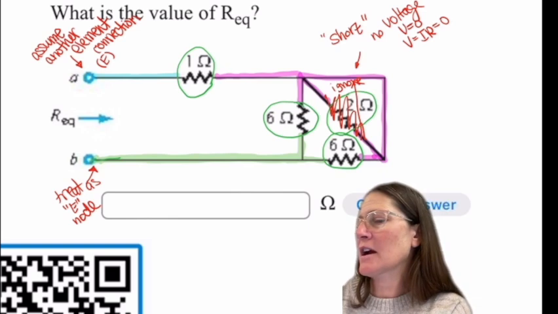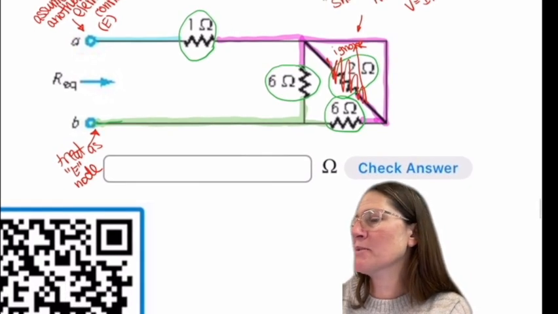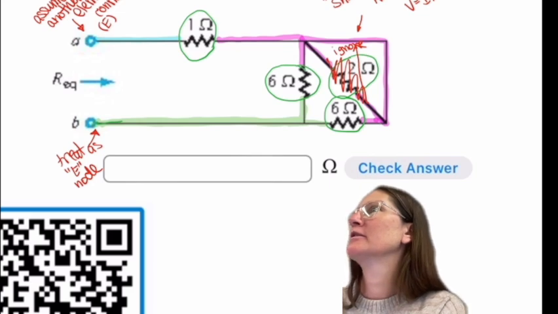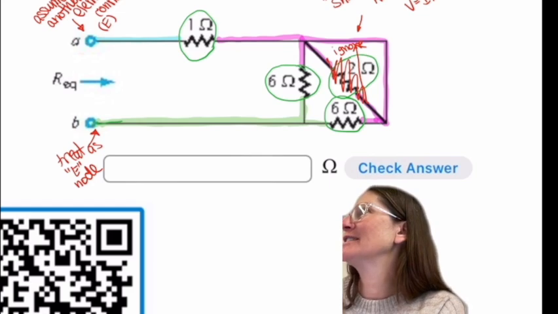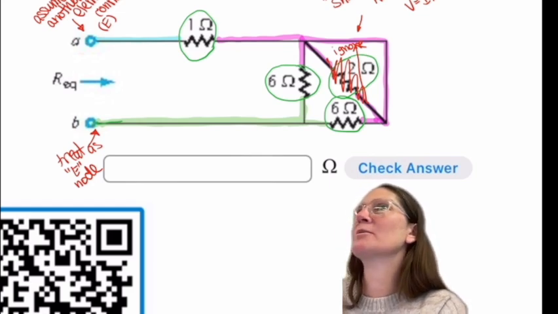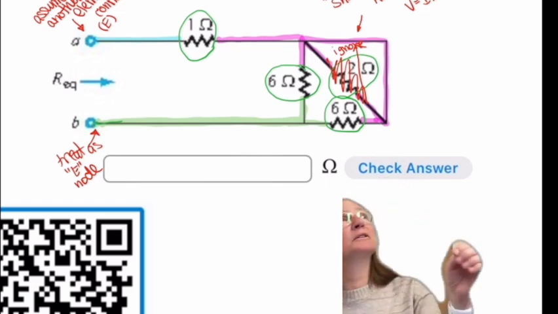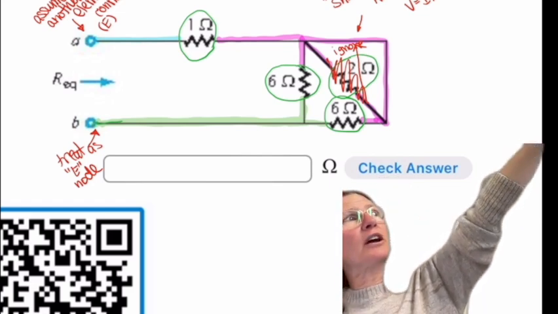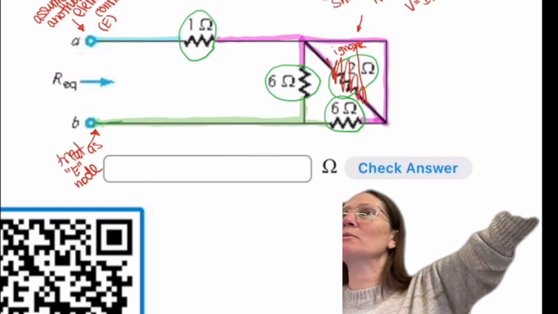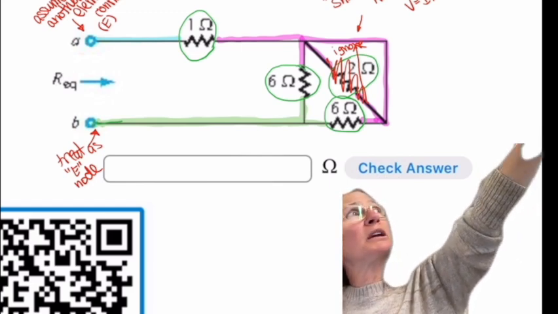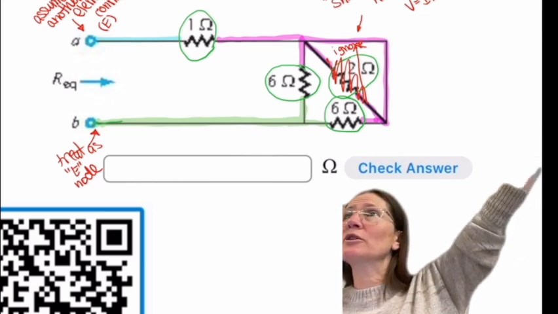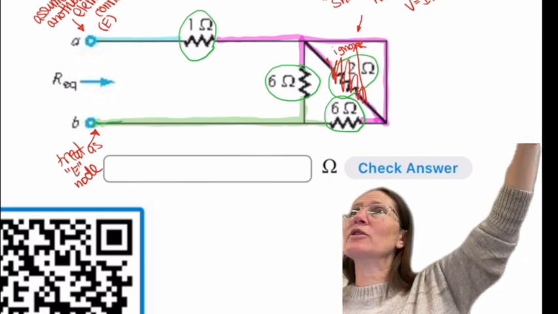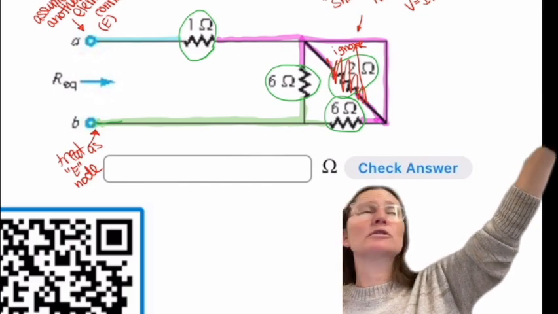And then is 1 ohm in parallel with 6? No. Why is it not in parallel? 6 has pink on one side and green on the bottom, right? The 1 ohm has pink but blue. So the colors are different, so therefore they're not in parallel with each other.